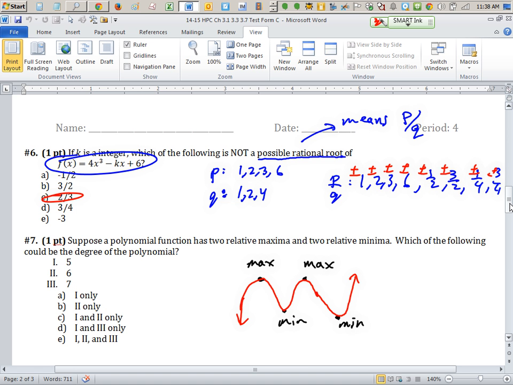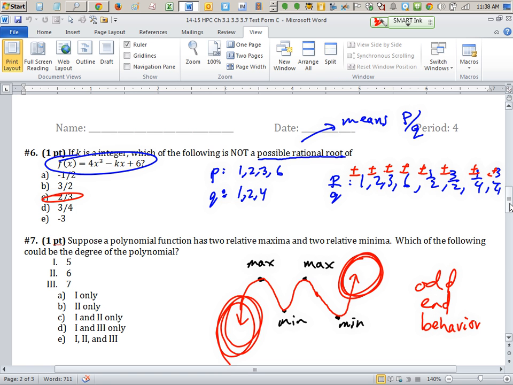This is it. You can tell that this thing is odd. Look at the arrows. It has odd end behavior, see? So if it has odd end behavior, then it has an odd degree. So it could be a 5, it could be a 7, but it couldn't possibly be a 6, or it would be arrows up. And there would be 5 turning points.